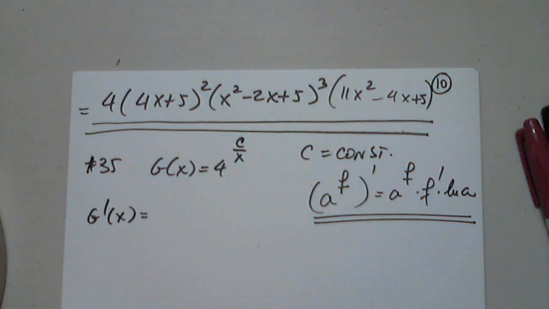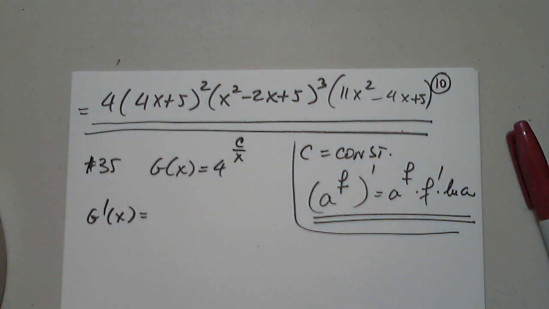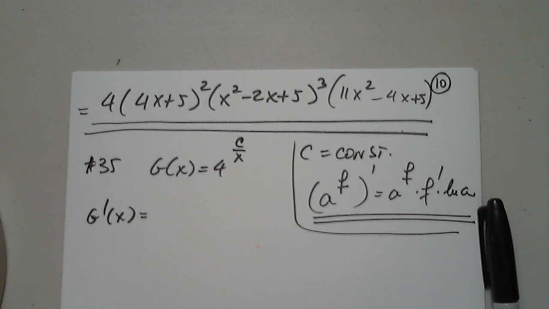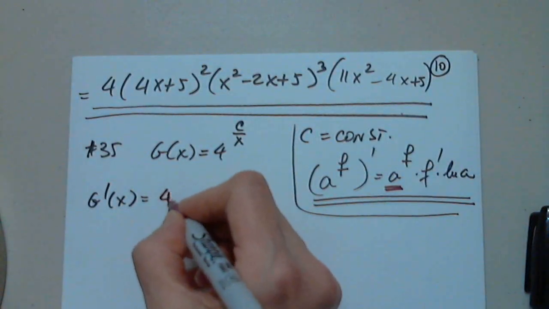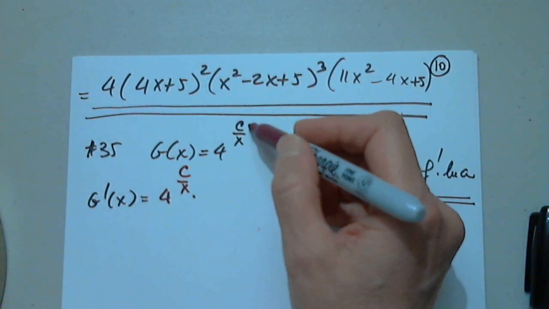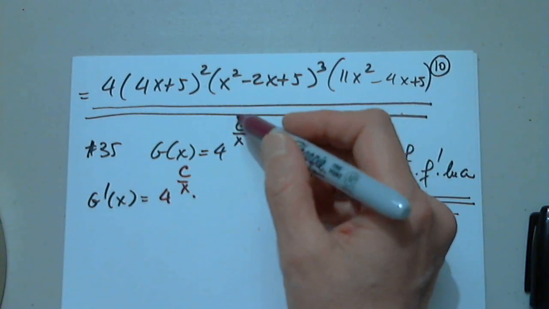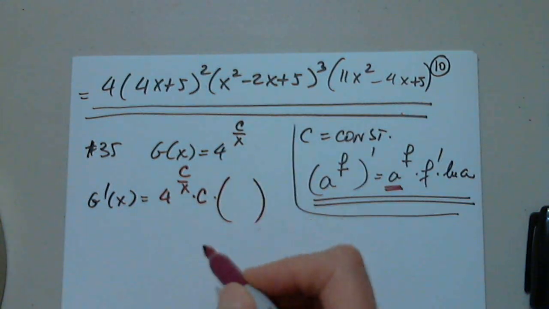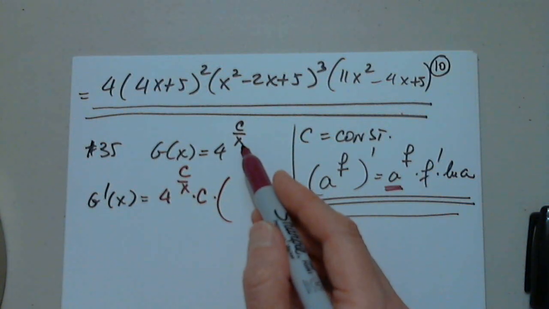So can anyone give us the start of the problem? Anyone? So the first piece is basically 4 to c over x times. The second piece, can anyone differentiate c over x for us? We discussed that last week. So c times the derivative of 1 over x. What is it?